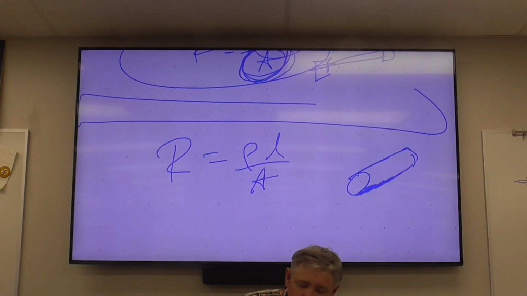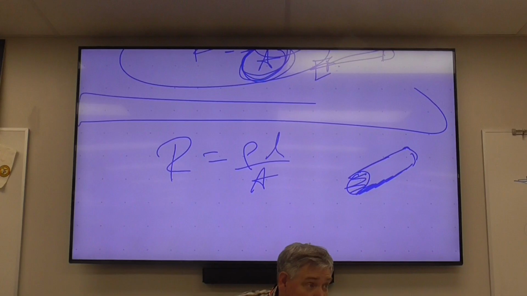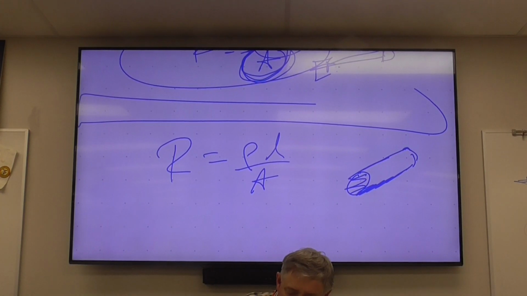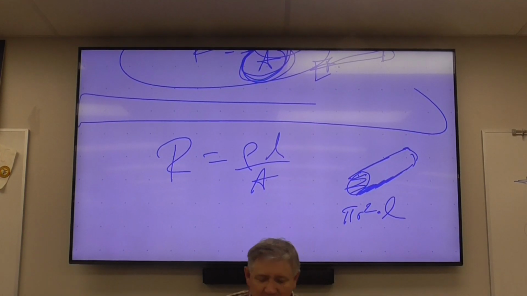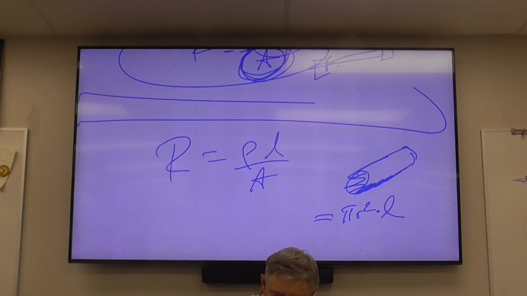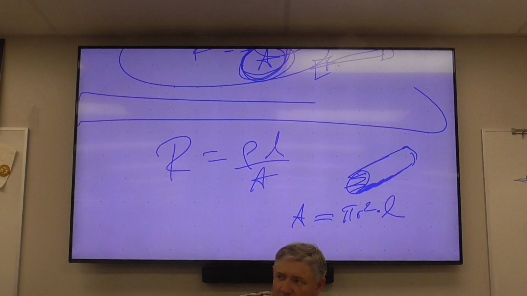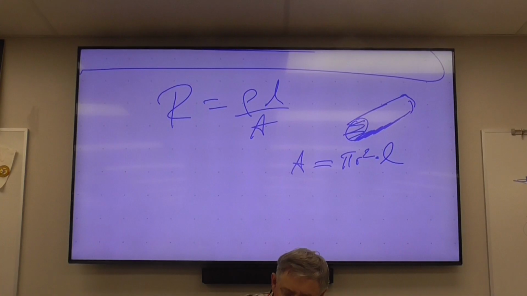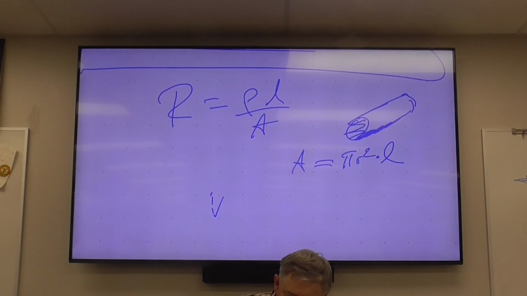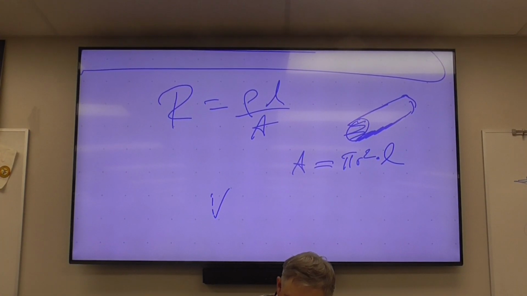Base times height. Pi r squared times h. So you've got pi r squared, the area, times the length equals your volume. True? Okay? So you could also say volume of the cylinder, that's volume, by the way, okay?